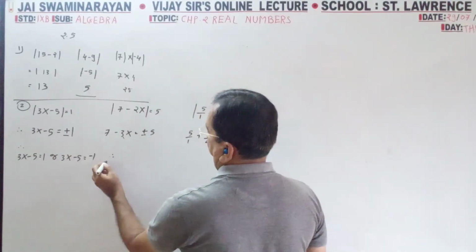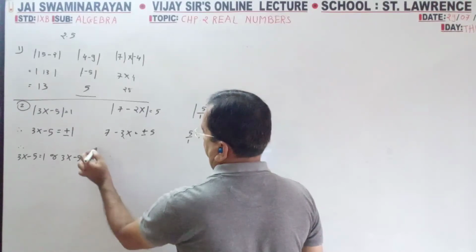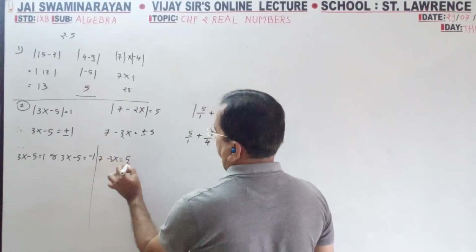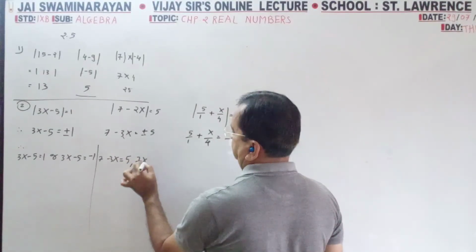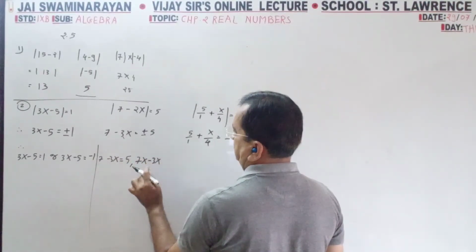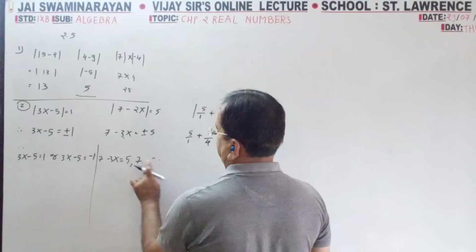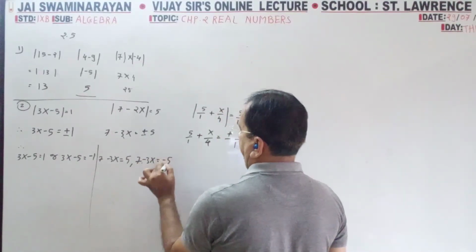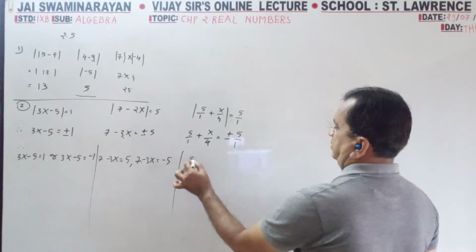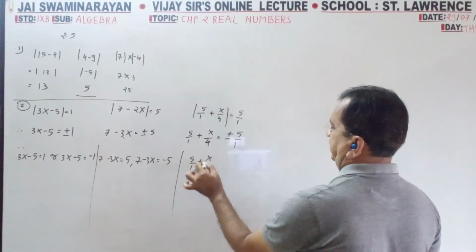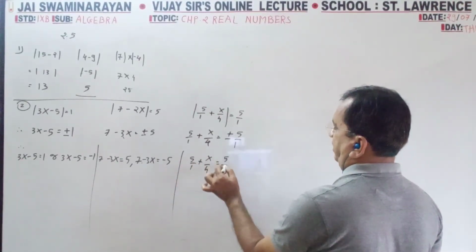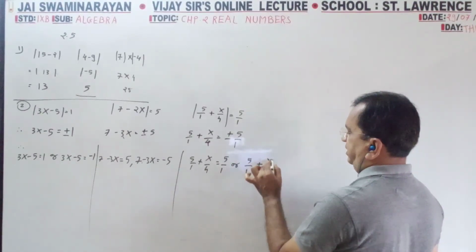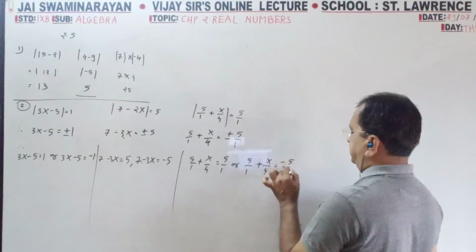Therefore 7 minus 3x is equal to plus 5, or 7 minus 3x is equal to minus 5. 5 by 1 plus x by 4 is equal to plus 5 by 1, or 5 by 1 plus x by 4 is equal to minus 10 by 5.